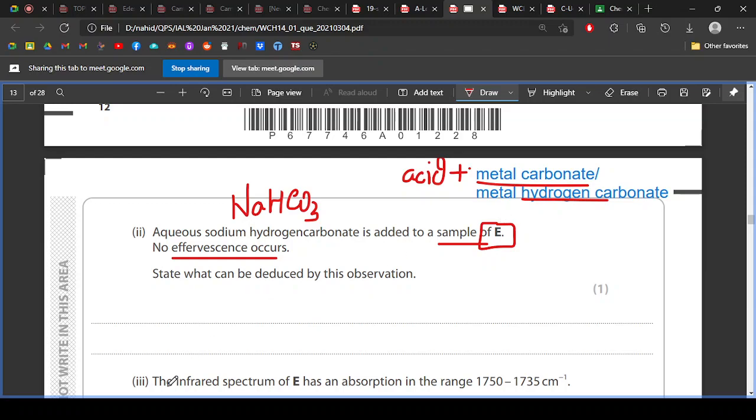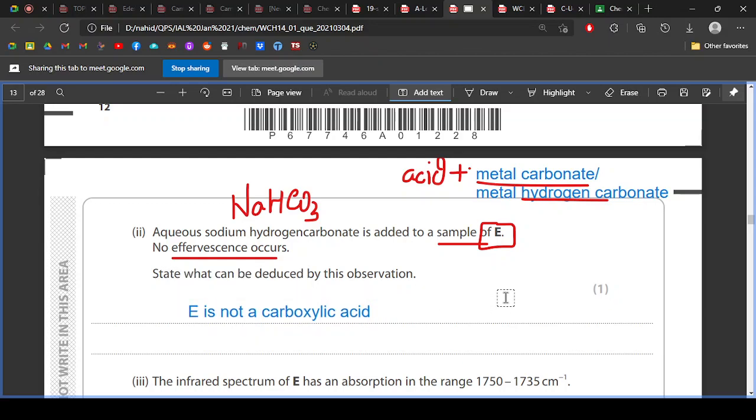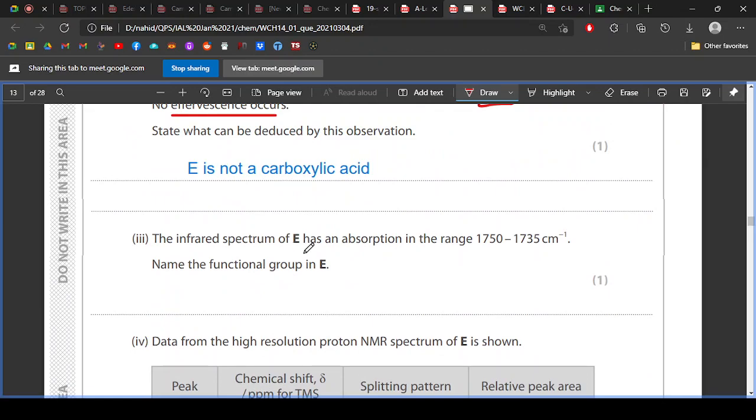But can I say for sure that it's not a carboxylic acid? Because if it were a carboxylic acid, you would have gotten effervescence. All right, so our conclusion can be that E is not a carboxylic acid. Is that fine? Yeah, that's fine. Okay.